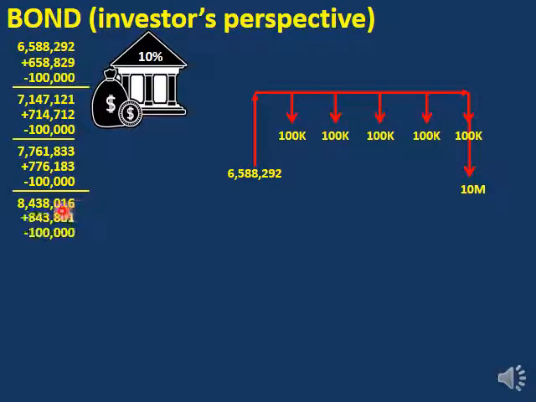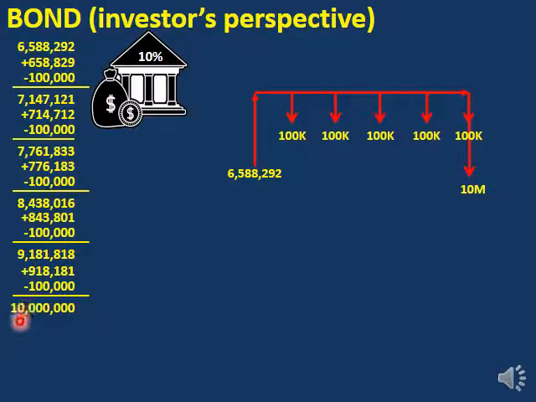And then this amount will earn another 10%, and we withdraw 100,000 at the end of that year, and then the remaining amount in the bank is 9,181,818. And then this money will earn its 10%, and then we withdraw 100,000, leaving an amount of 10 million pesos. Now, this is now at the fifth year. At the fifth year, we withdraw the remaining amount in the bank, which is exactly 10 million pesos.